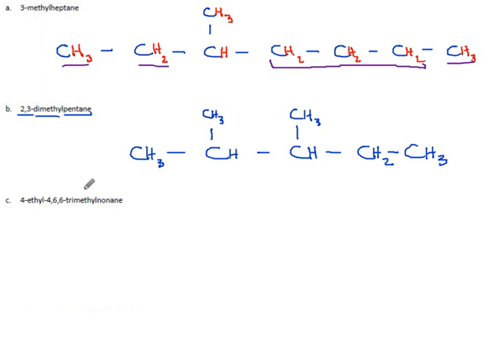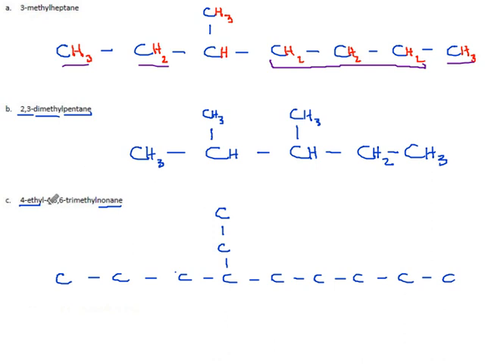4-ethyl-4,6,6-trimethylnonane. Where do we start? Far right. Nonane is what we do first. Nonane means 9. 1, 2, 3, 4, 5, 6, 7, 8, 9. On the 4th carbon, attach an ethyl group. 1, 2, 3, 4. Ethyl means 2 carbons.